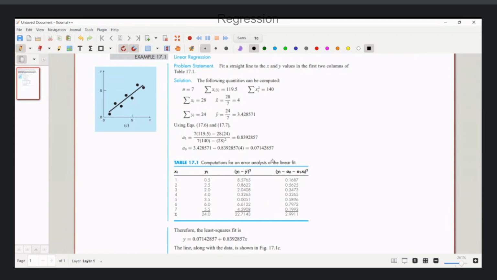Okay, guys. So fit a straight line to the x and y values in the first two columns of our table 17.1. Okay, now we have here our table. Now we need to do the fitting of a straight line, or finding the best fit given a number of points and our y sub I. In order for us to do so, we must find the values for our equation of a straight line. Isn't our equation of a line y equals mx plus b? Am I right, class?